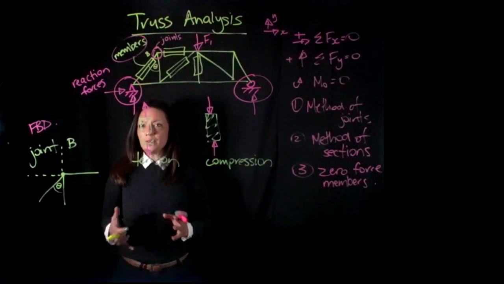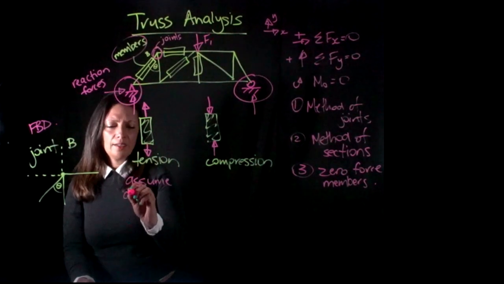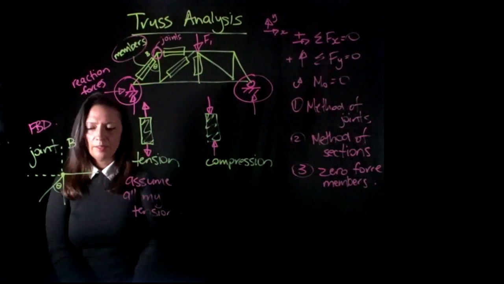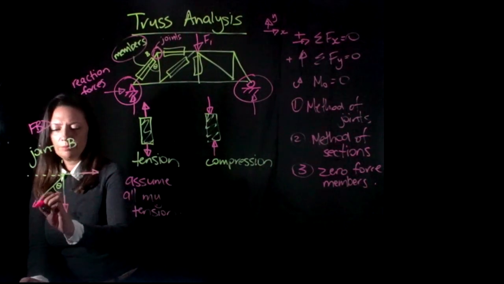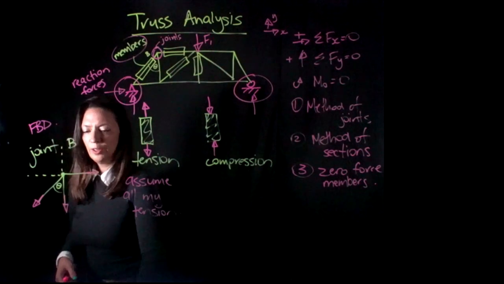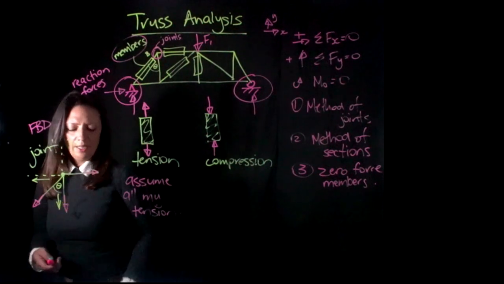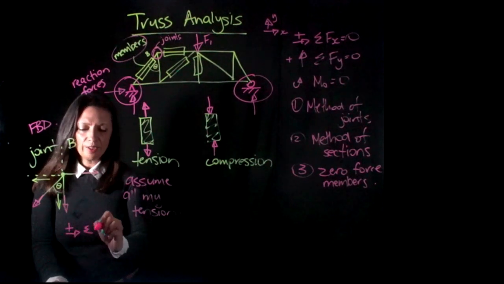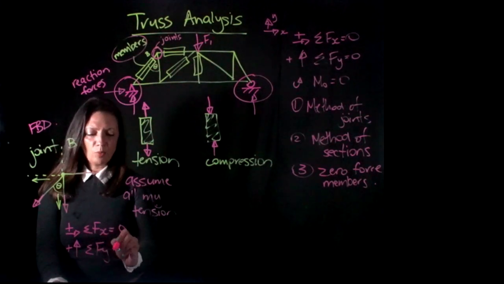What I'm going to do is assume that all my members are in tension, which means the forces are going away from the joint. Now I can resolve these forces into horizontal and vertical components. So this force will have an x and a y component. And I can use my equations of equilibrium and say the sum of the forces in the x direction equals 0, and the sum of the forces in the y direction equals 0.